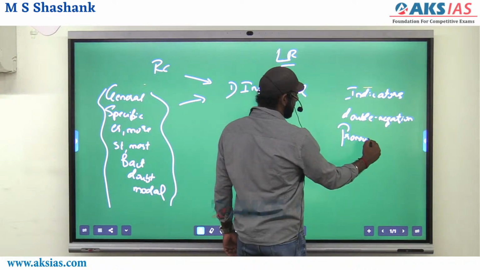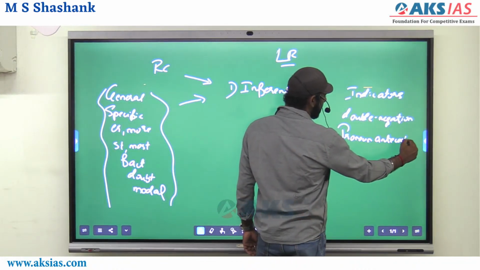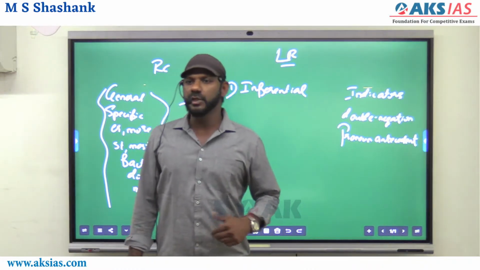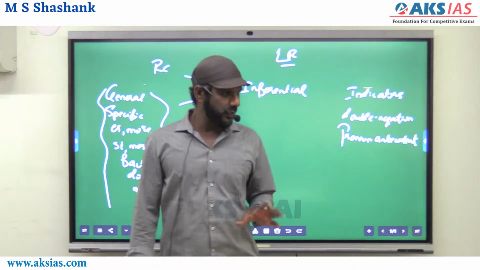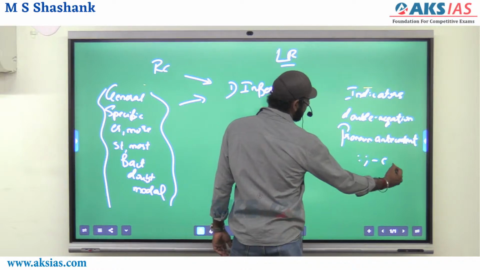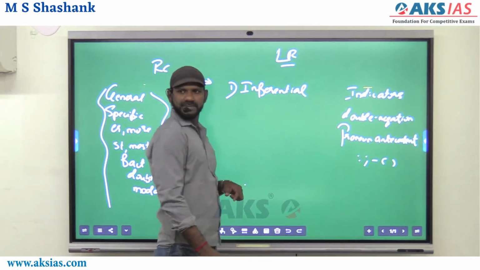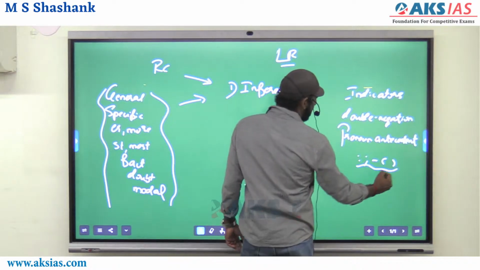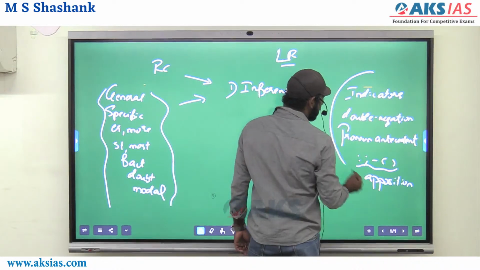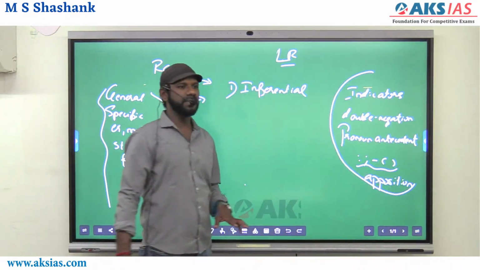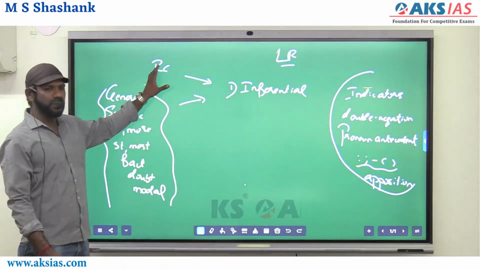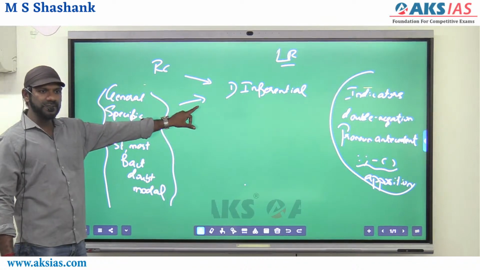Pronoun antecedent. Every pronoun must refer to a noun before it. A singular pronoun can refer only to a singular noun, and a plural pronoun can refer only to a plural noun. Pronoun antecedent. These punctuation marks, colon, semicolon, hyphen, brackets, what are they called? Appositions. Right. What comes after an apposition explains what comes before it. Now these 4 concepts must be applied onto all types of questions. Whereas these concepts which are specific to reading comprehension must be applied only onto an inferential question.